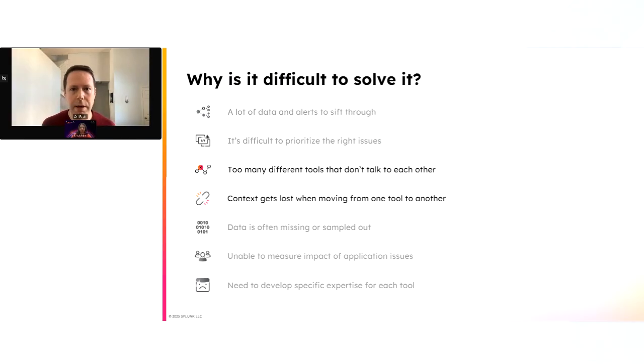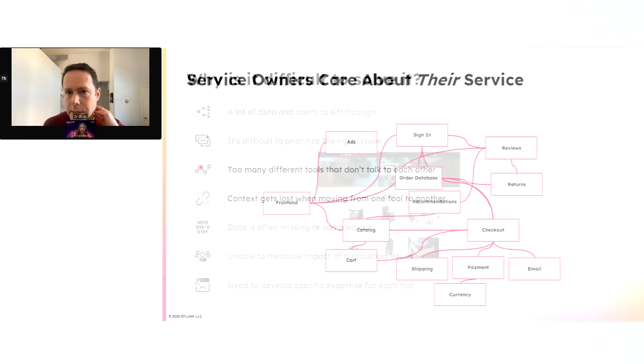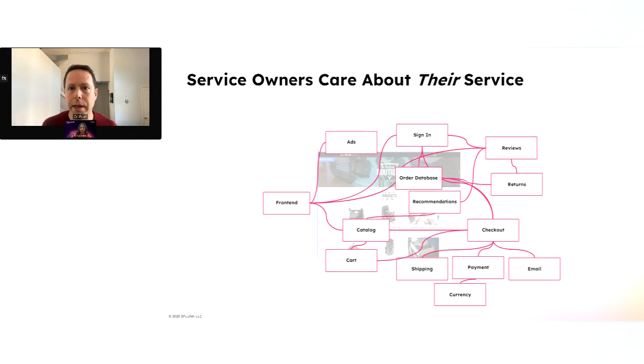But one of the things that we'd like to focus on now is that correlating the issues and correlating that telemetry data using multiple tools is not easy. Those tools are not really talking to each other because context gets lost. So what do I mean by that?